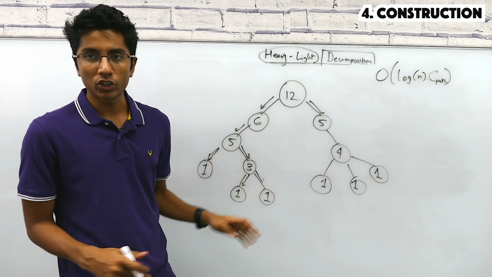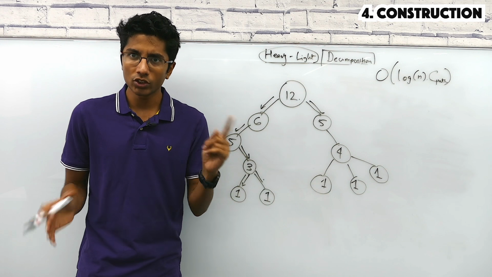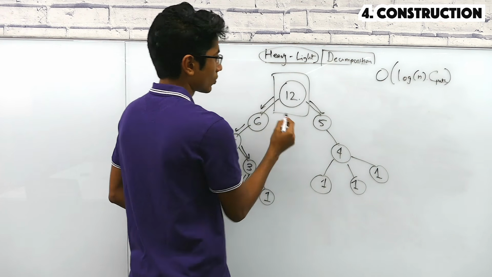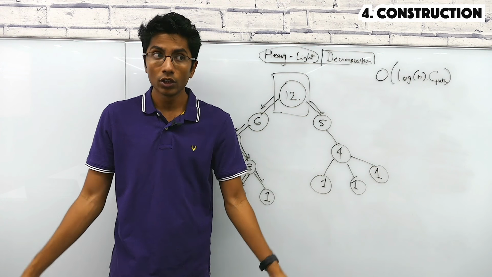Here we can apply our greedy strategy. You start off with just one chain, just one segment, which is the root node. You're either moving to the left or to the right. Which one do you choose?